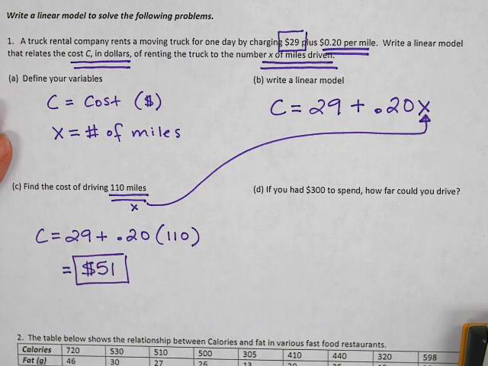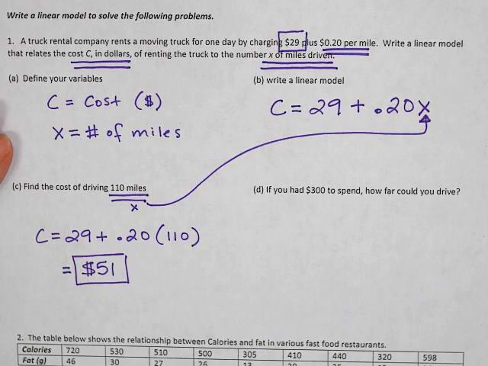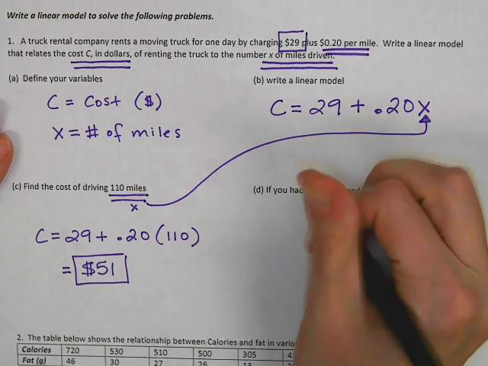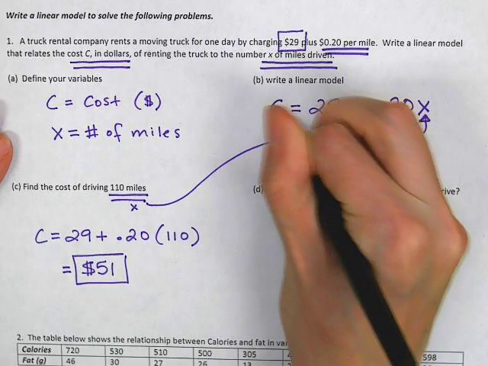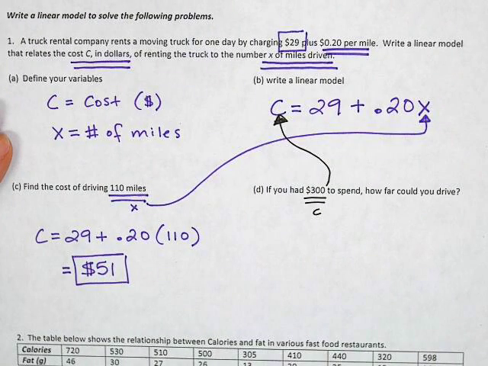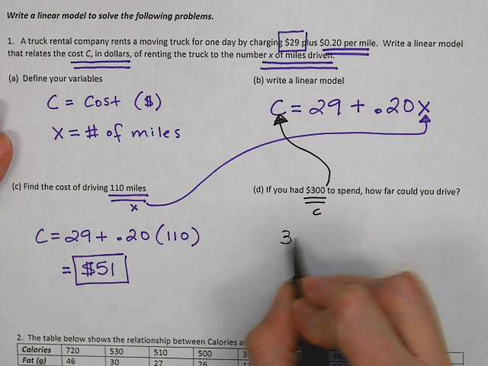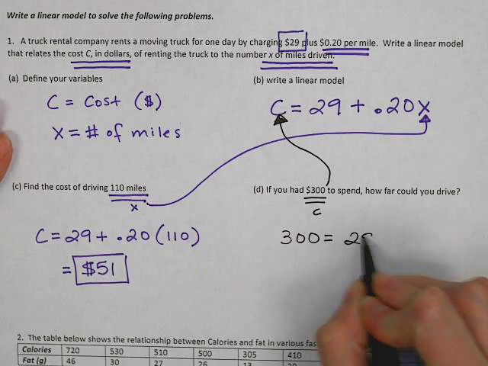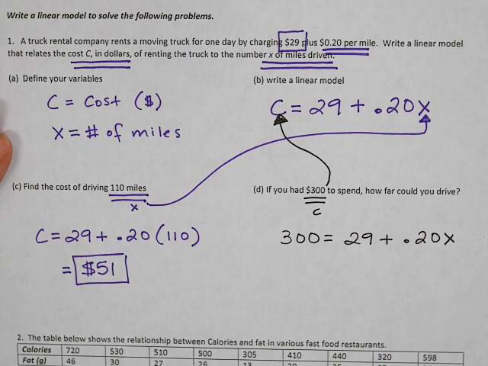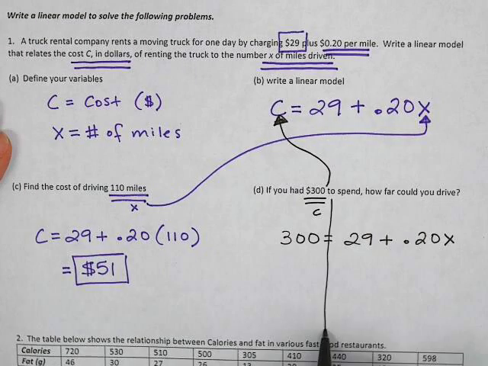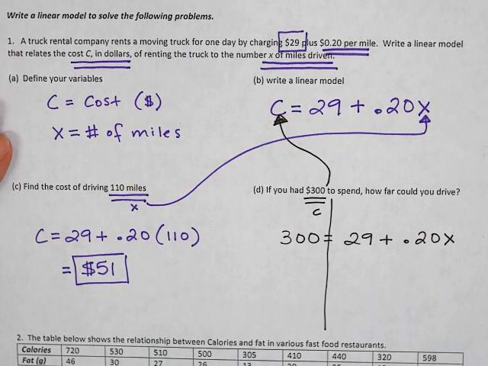Okay, now D is the opposite. On D, they give you the cost, so this time the 300 is going to go in for C, and you need to work backwards to find X. Okay, so if we plug it in, 300 equals 29 plus 0.20x. And you're going to draw your wall, right, to solve for X.